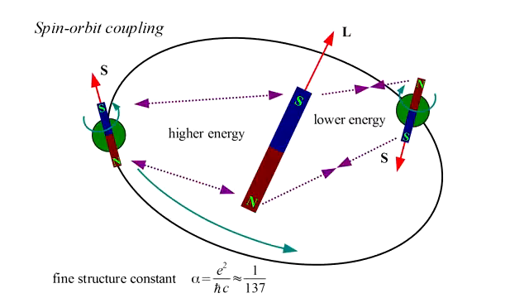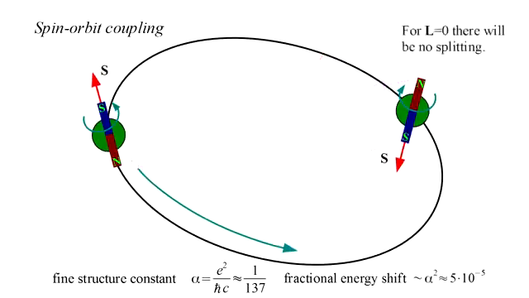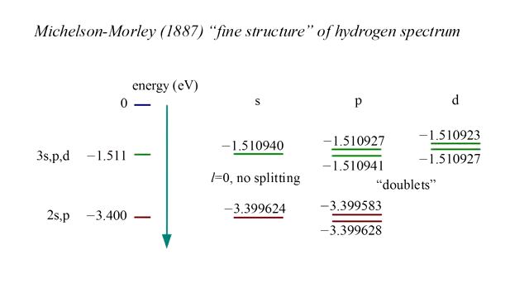A detailed analysis of this effect shows it's characterized by the so-called fine structure constant alpha, which is approximately 1/137. The fractional energy shifts are on the order of alpha squared, which is about 50 parts in a million, the same order of magnitude as observed in the fine structure of atomic spectra. Also, note that if the electron is in an s orbital with no angular momentum, then the orbital angular momentum dipole will be absent, and there should be no spin-orbit coupling and no fine structure splitting. And this is indeed what we observe.